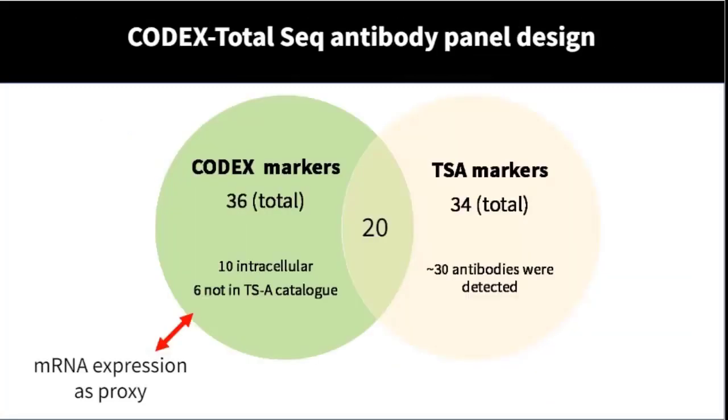In terms of antibody panel design, we had about 36 CODEX markers and about 34 TotalSeq-A markers. Of those 34 CITE-seq antibodies, only about 30 were actually detected in our experiment, and of those 30, about 20 overlapped with the CODEX markers. Of course, some CODEX markers were either intracellular, extracellular matrix, or not in the TotalSeq-A catalog. For those, we were able to use the mRNA expression detected by CITE-seq as a proxy for these molecules.